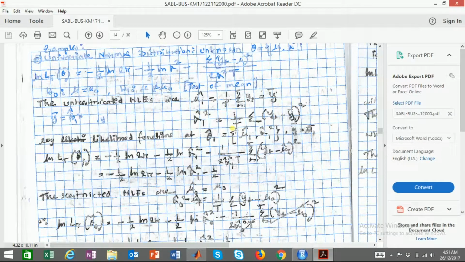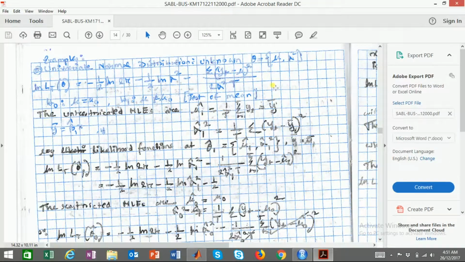Some examples, such as the univariate normal distribution. In the univariate normal distribution, the unknown parameters theta are mu and sigma square, and we know the log likelihood function, which is minus half log 2 pi minus half log sigma square minus the summation of (yt minus mu) whole square divided by 2 sigma square T. The null is where mu equals mu naught. The alternative is mu not equal to mu naught, that is the test of the mean.